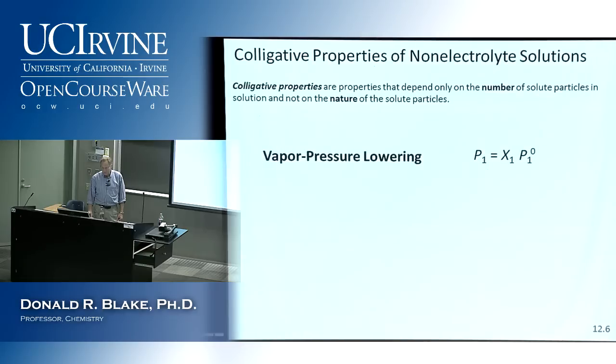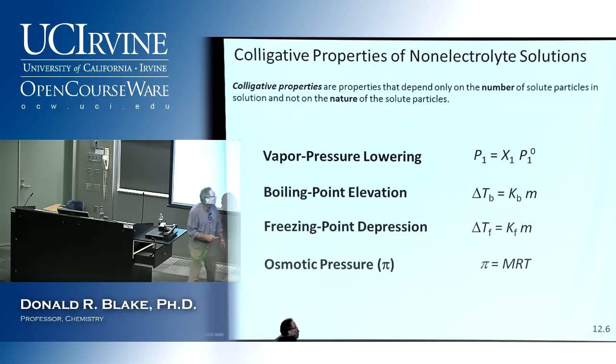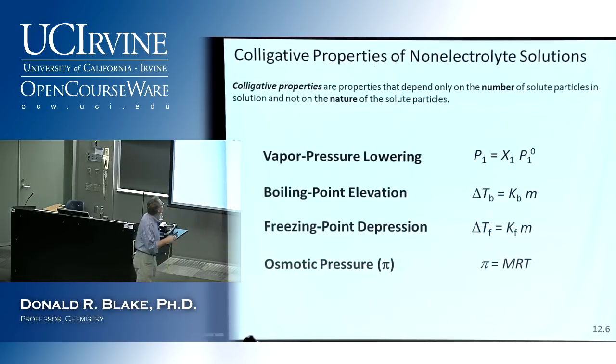I already said that. So these are the equations. This is just a little overview. These are the equations that I told you you needed to know. Vapor pressure lowering. This is when you have only one component that has a vapor pressure. It's like water and sugar. Sugar has none. So you have the mole fraction times the pure is equal to the pressure.